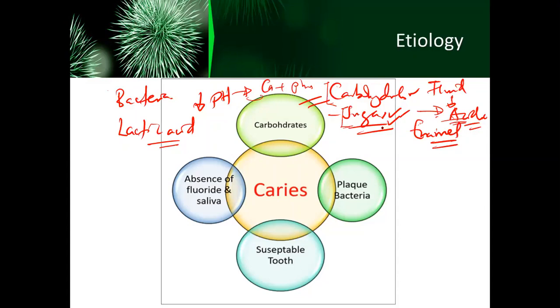It's not like the normal way. It's because the acidic nature of it has affected the enamel a bit. So that is carbohydrates. Then we have plaques of bacteria.